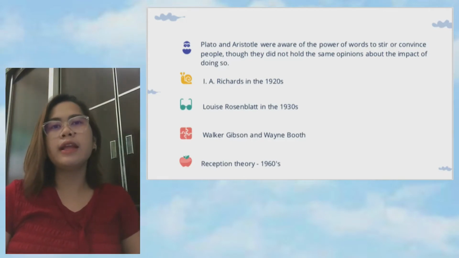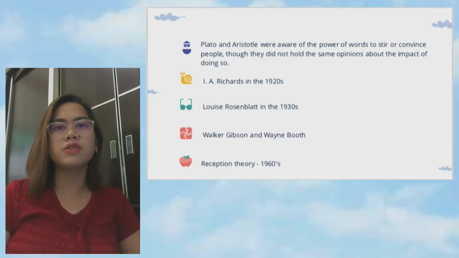Lastly, in the 1960s, a certain theory became known, called reception theory, which recognizes that readers in different historical periods are not likely to interpret or judge a work in the same way or manner. That would be all for the historical background of reader response criticism.